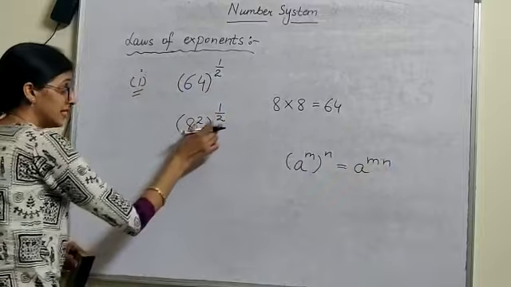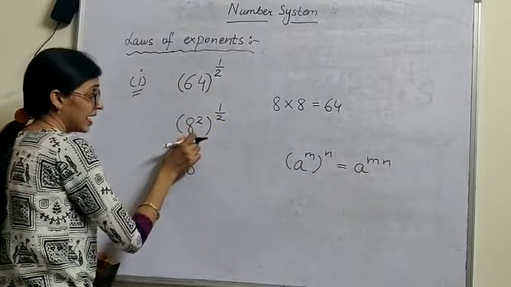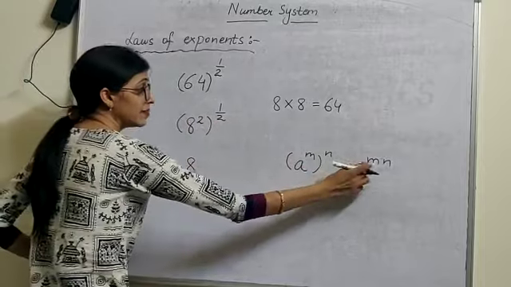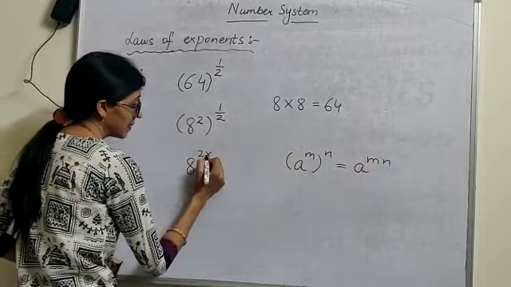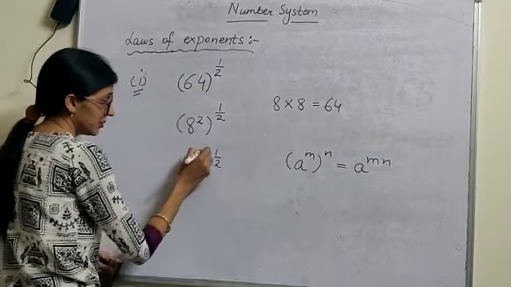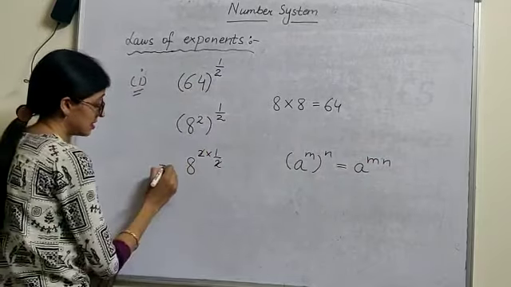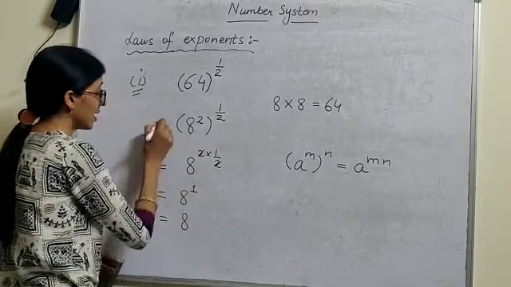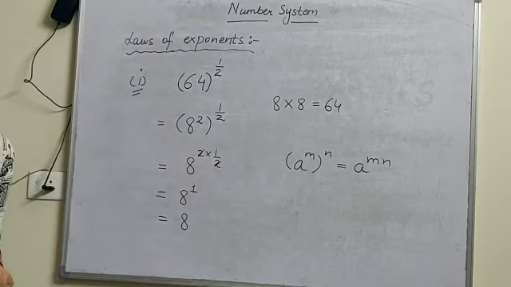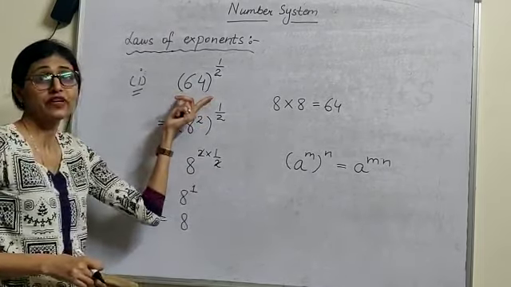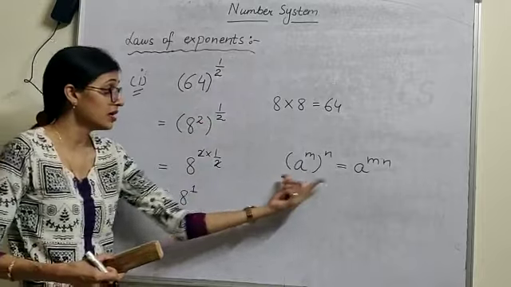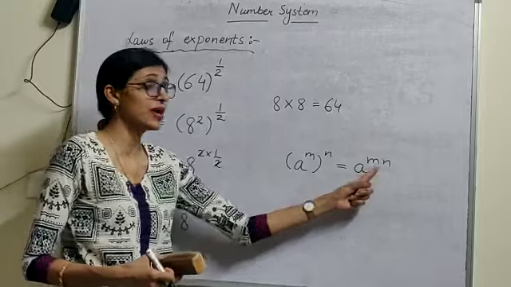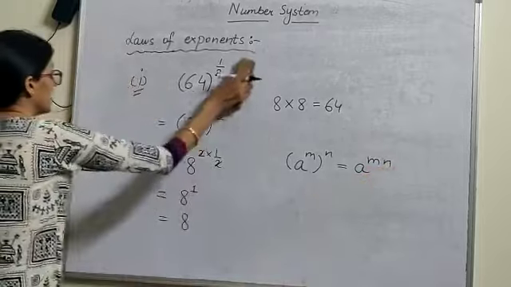This form. Now, you know a raised to power m whole raised to power n is a raised to power m into n. Now multiply both powers. We can cut 2 with 2. The answer will be 8 raised to power 1, or you can say 8. Is this clear? In this way we can solve this question. Here the law a raised to power m whole raised to power n is a raised to power mn is applied.